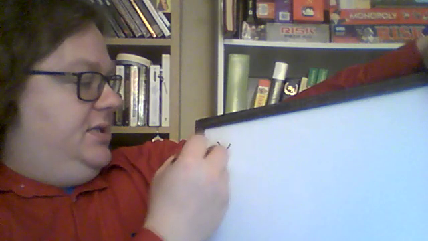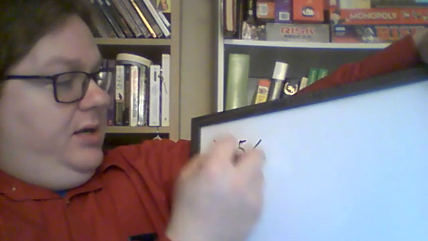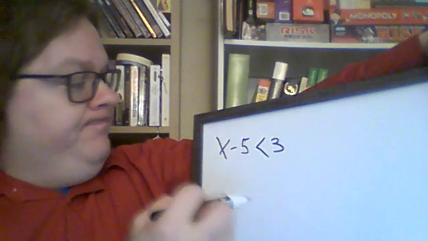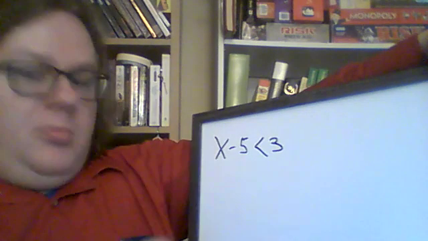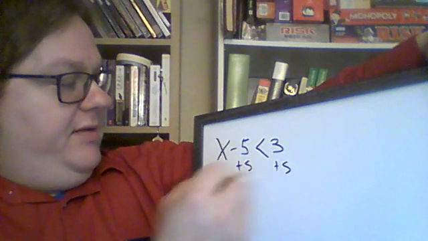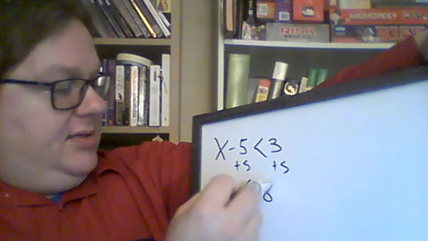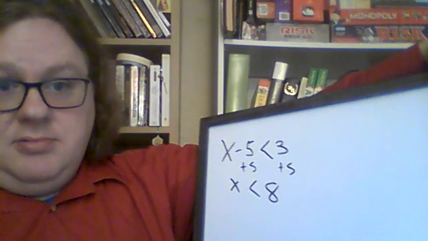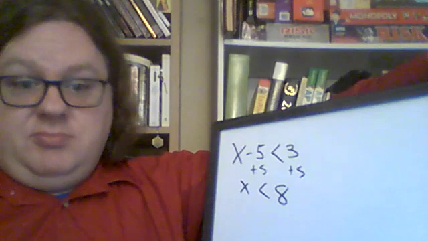All right, section 2.2 ought to be fairly easy because it's basically the same thing we did before, only now it's inequalities instead of equations. So x minus 5 is less than 3. Add 5, add 5. X is less than 8. Done. Yeah. Not that hard.